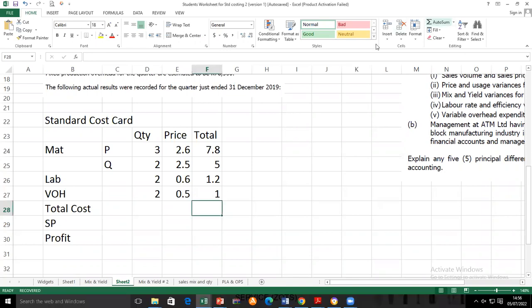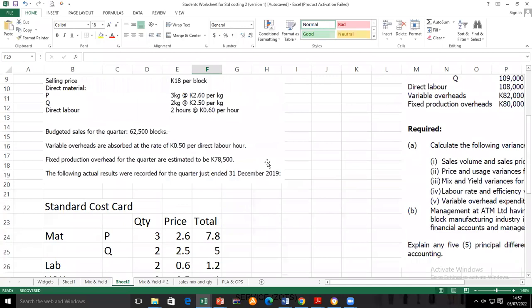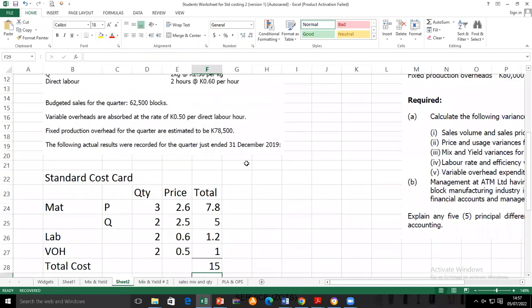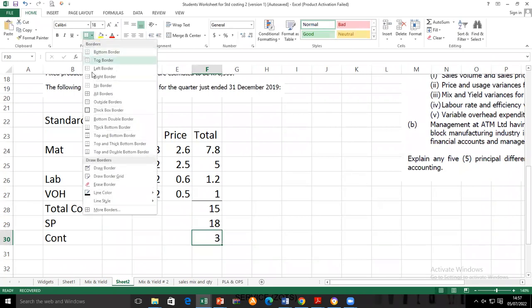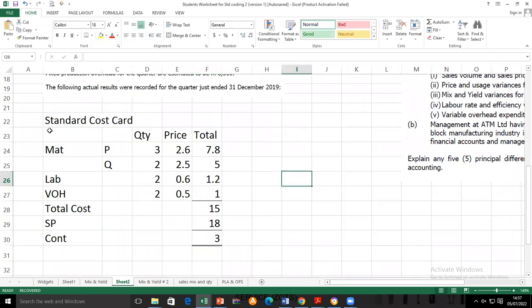So what's the total here? So that's our total, 15. Selling price, 18. The contribution per unit is that minus that one. So that is what we have here. So this was needed. Now some of you may say, where was it needed? Let's see where it was needed.